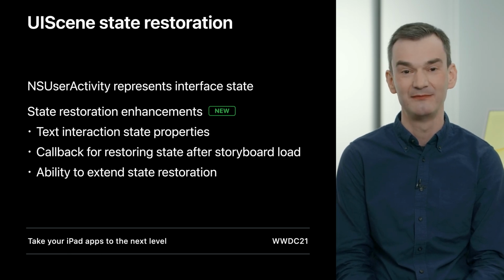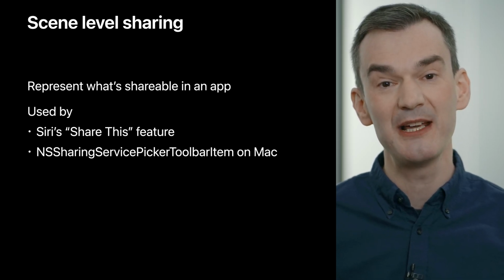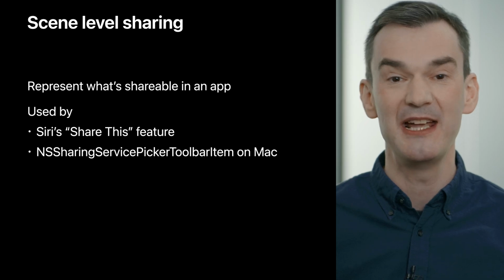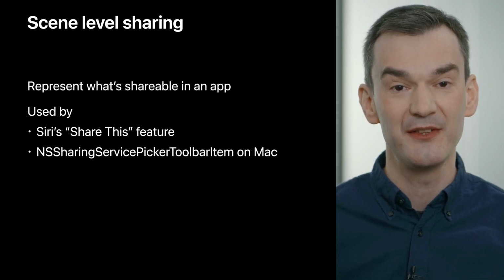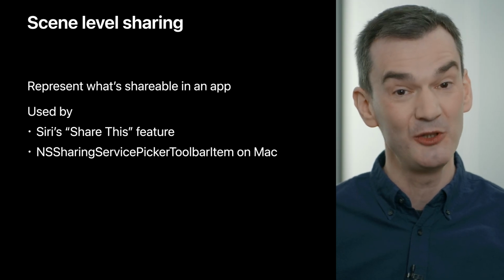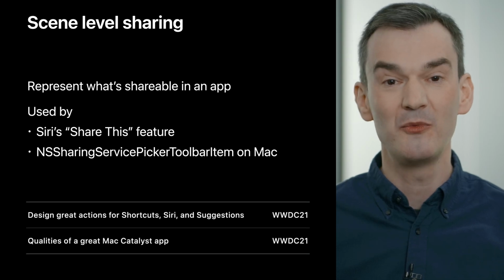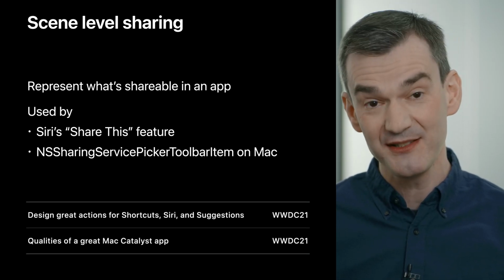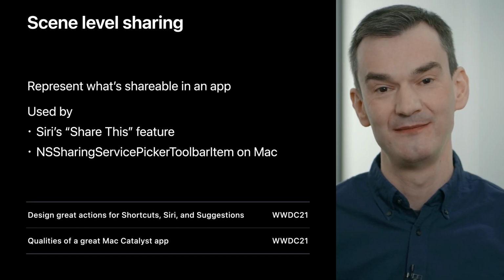Speaking of scenes, in UIKit in iOS 15, there are new APIs that allow apps to represent the currently shareable content that's being interacted with in each scene. They're used by the new Siri Share This feature on iOS and Mac, and by the NSSharingServicePicker toolbar item on Mac Catalyst. There are a lot more details in the Design Great Actions for Shortcuts, Siri, and Suggestions, and Qualities of a Great Mac Catalyst App videos.